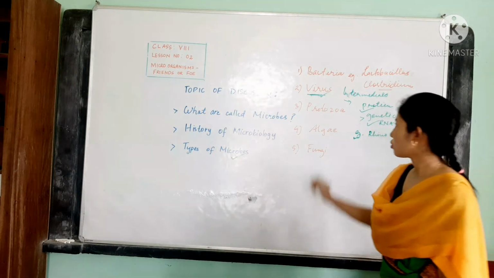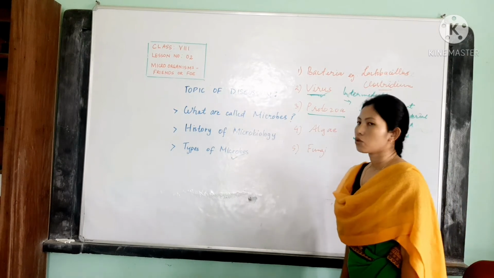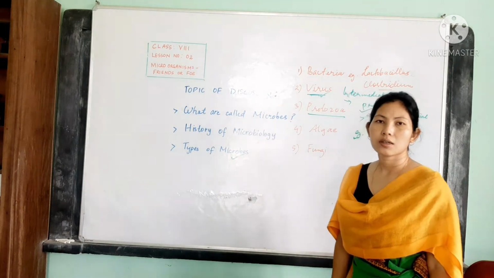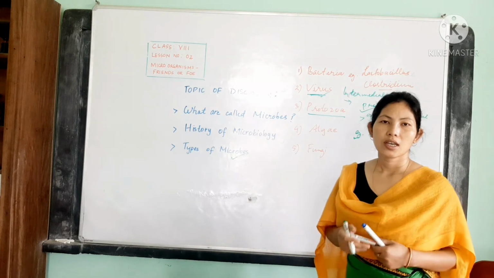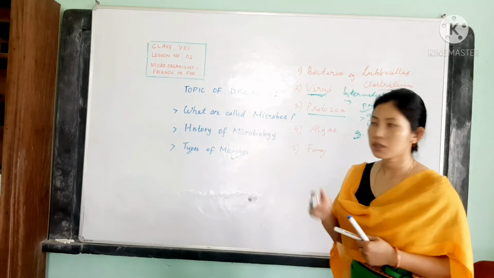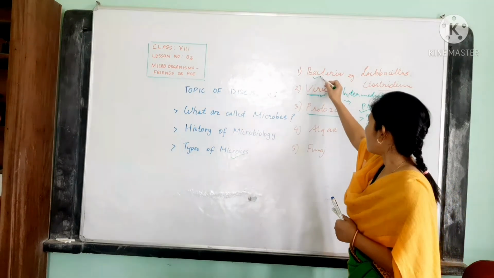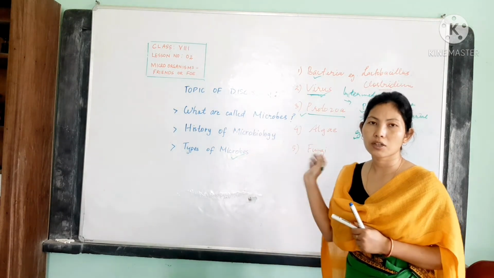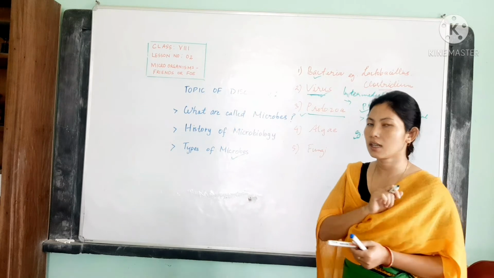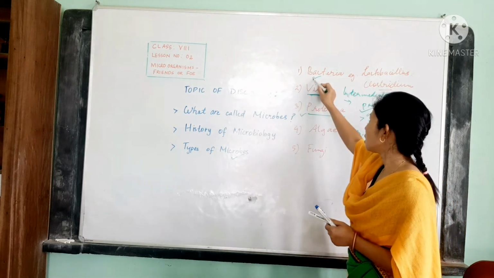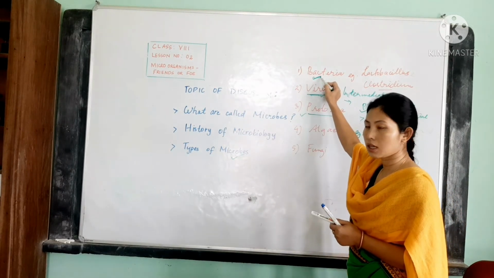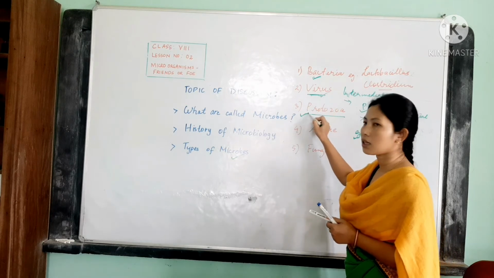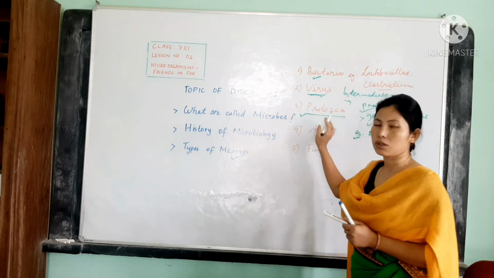Then our next group is the protozoa. So protozoans are microorganisms which have a eukaryotic type of cell. Both bacteria as well as protozoa are unicellular organisms, meaning they are microorganisms having only a single cell. But there is a difference. The type of cell in bacteria is different from the type of cell in the protozoans.